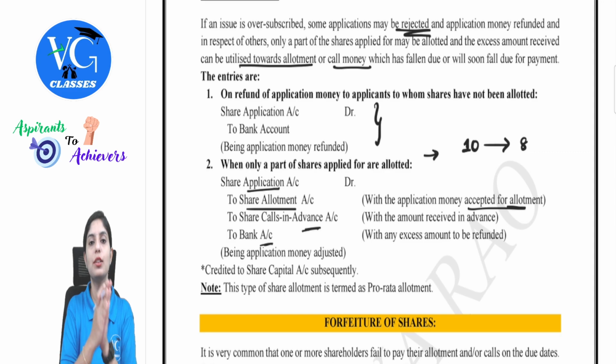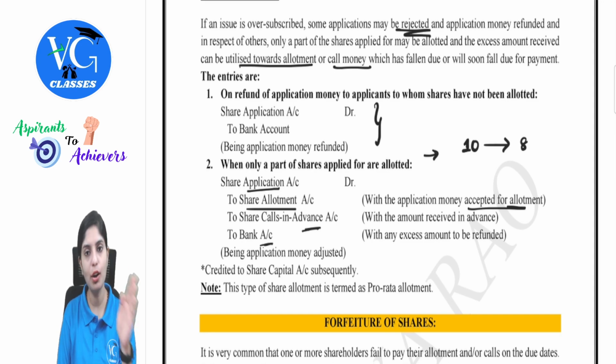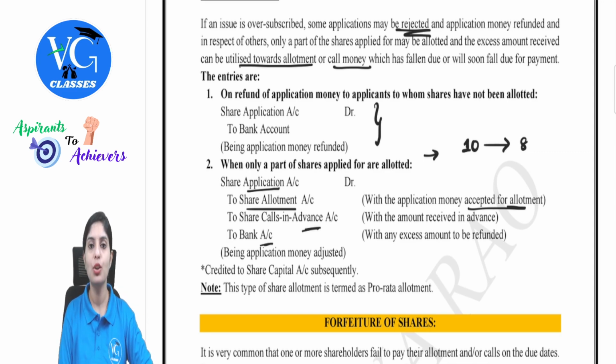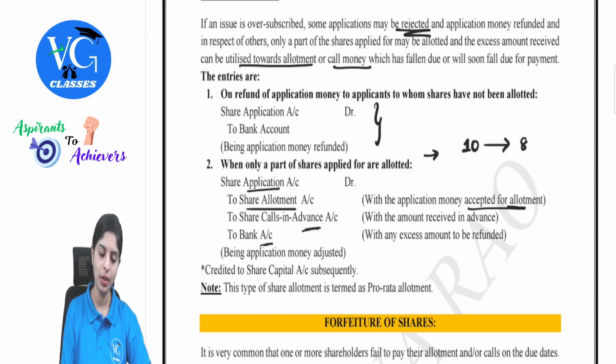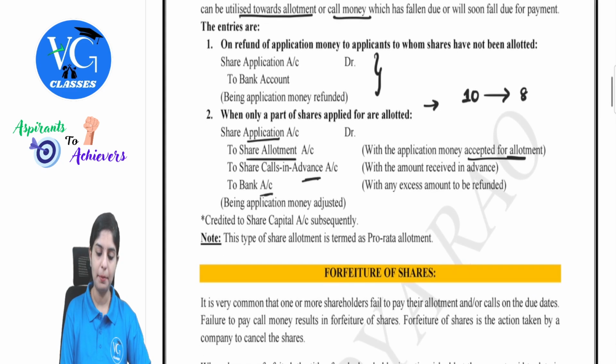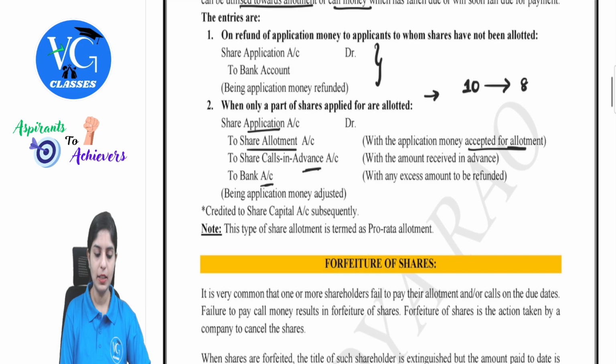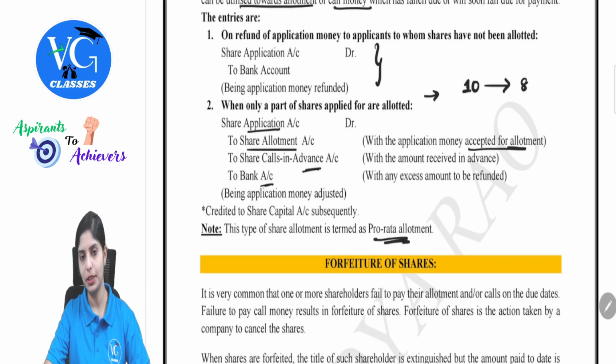You will understand this in more detail while we solve the questions. Please make sure that this topic is not at all complicated, guys. Pro rata, if you are just randomly reading, you will definitely not get it. So understand with this structure what we got with respect to allotment when there is oversubscription by the company. This is credited to share capital subsequently. This type of share allotment is termed as pro rata allotment.